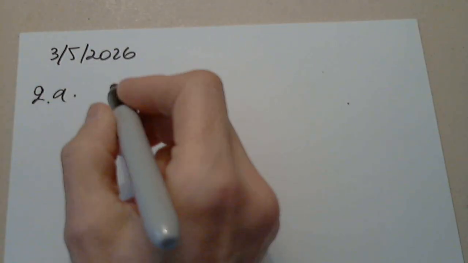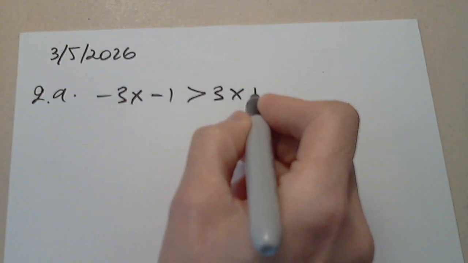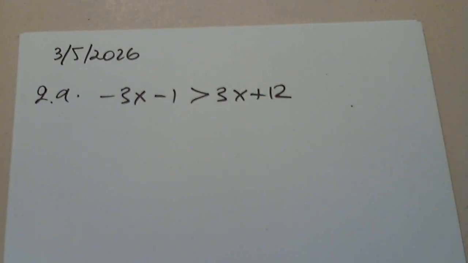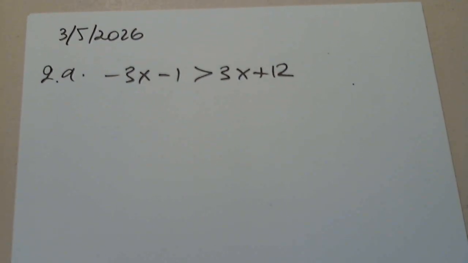Question 2 has part A, 2A from the previous test: negative 3x minus 1 greater than 3x plus 12. So we have to solve and present the answer in interval notation. We may even have to graph it. So I like to keep the variable on the left-hand side, but it doesn't matter.